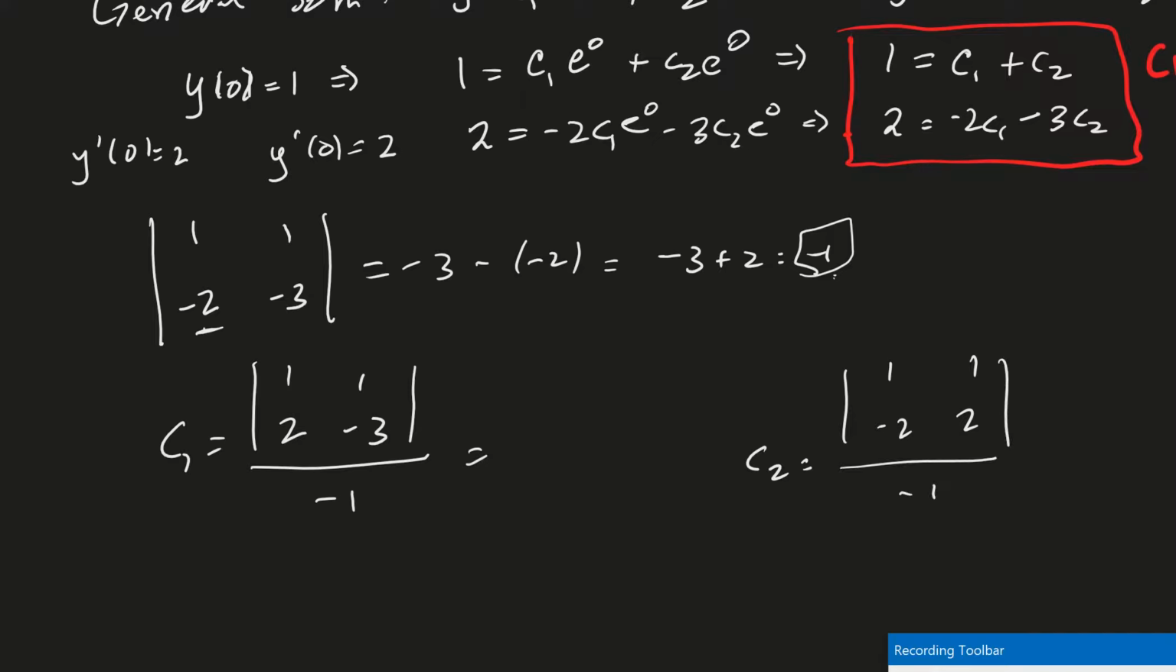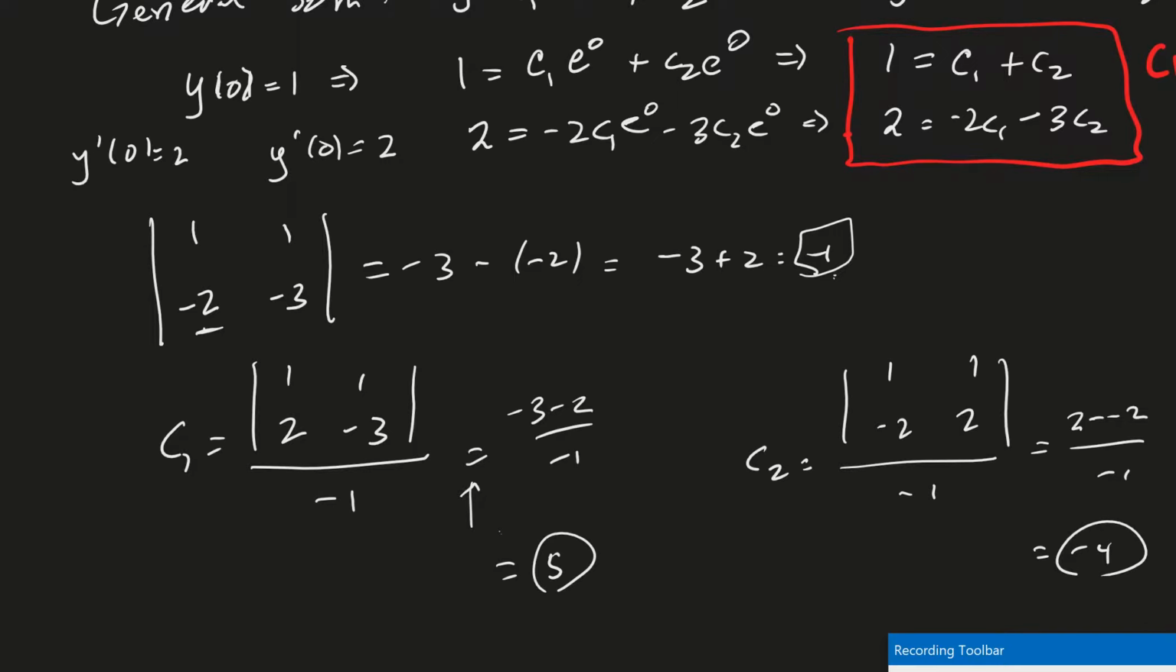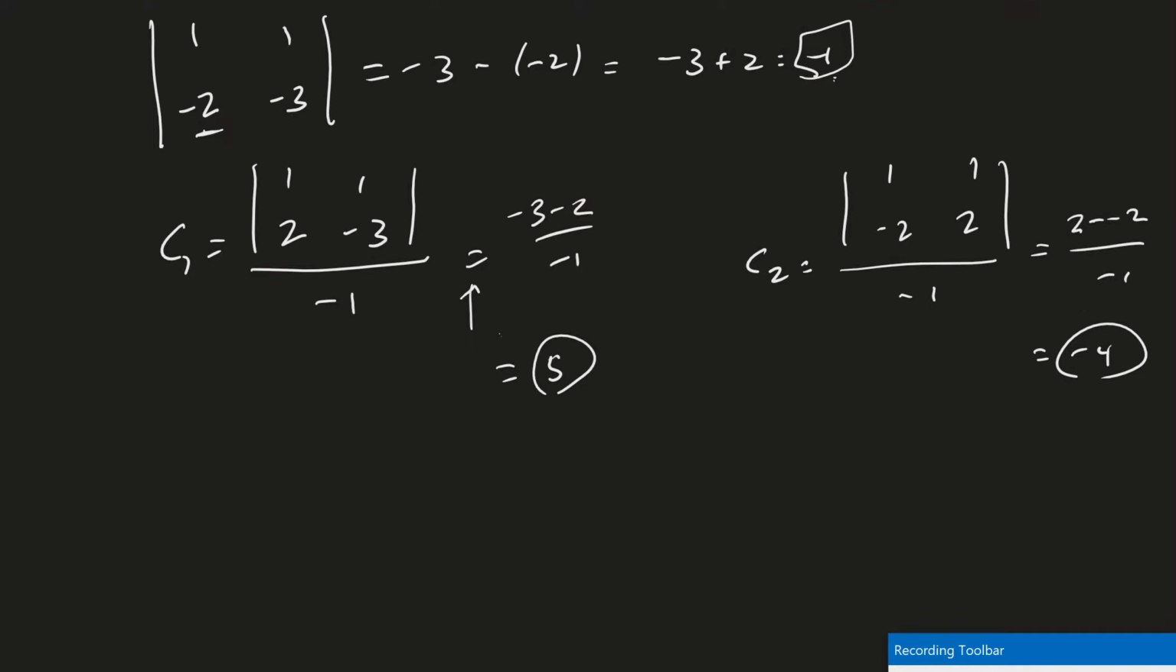So going back here now, computing C1: minus 3 minus 2 over minus 1 is equal to 5. And 2 minus minus 2 over minus 1 equals minus 4. Very good. So therefore, we have our solution: 5e to the minus 2t minus 4e to the minus 3t. Good.